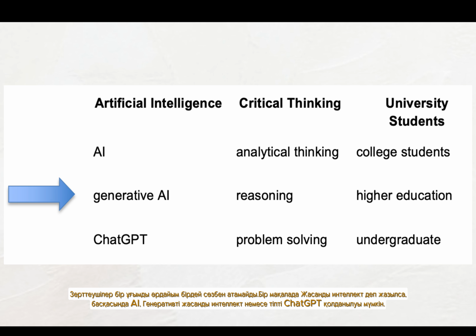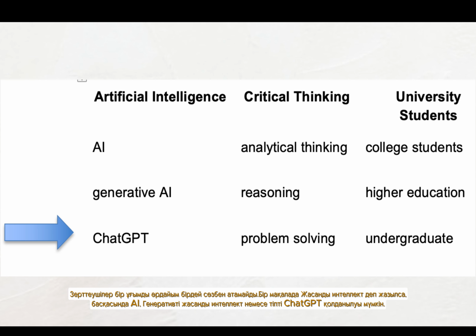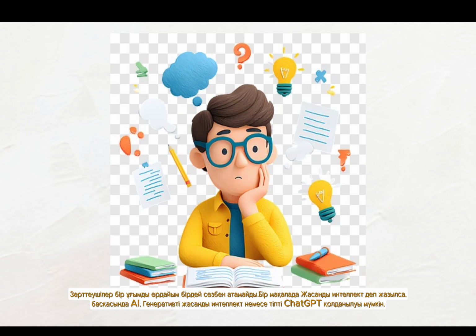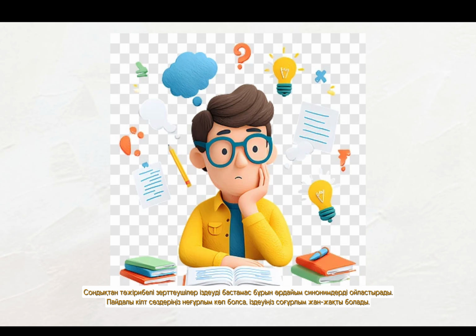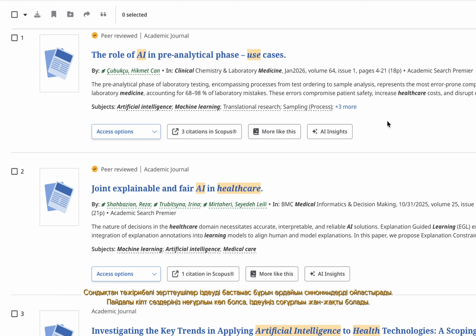Researchers don't always use the same words. One article may say artificial intelligence, another might use AI, generative AI, or even ChatGPT. That's why experienced researchers always think of synonyms before searching. The more useful keywords you have, the more complete your search will be.